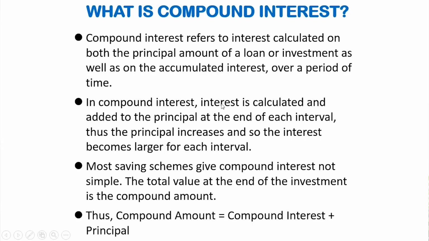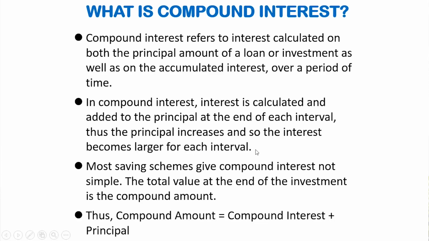So in compound interest, interest is calculated and added to the principal at the end of each interval. If we have 4 years, for example, it means 4 intervals. So at the end of each interval, which is 1 year, the interest is calculated and added to the principal, just like that for 4 good years. Thus the principal increases, and so the interest becomes larger for each interval.